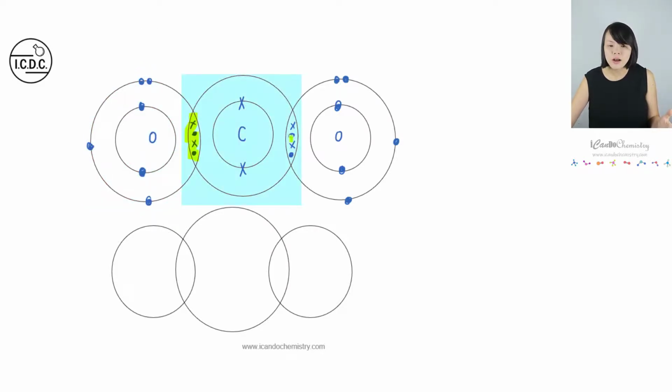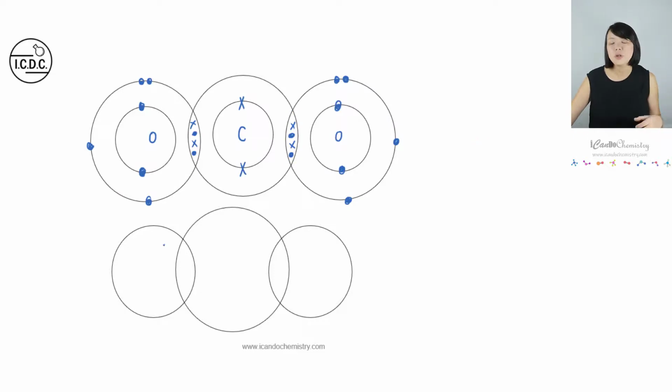We got 4, 5, 6, 7, 8 over here. Alright, so good for carbon. What about the oxygen on the right hand side? 4 here, 5, 6, 7, 8. So each of them has attained the electronic configuration that they want.